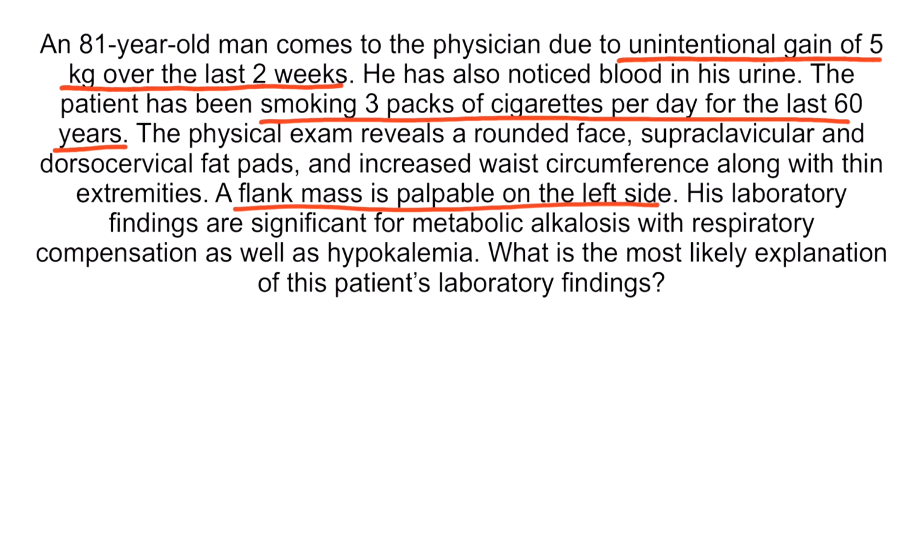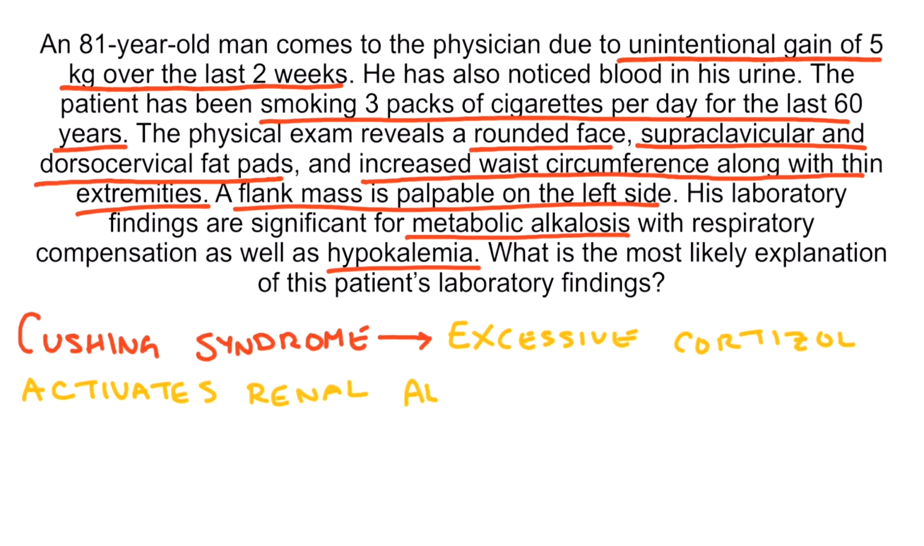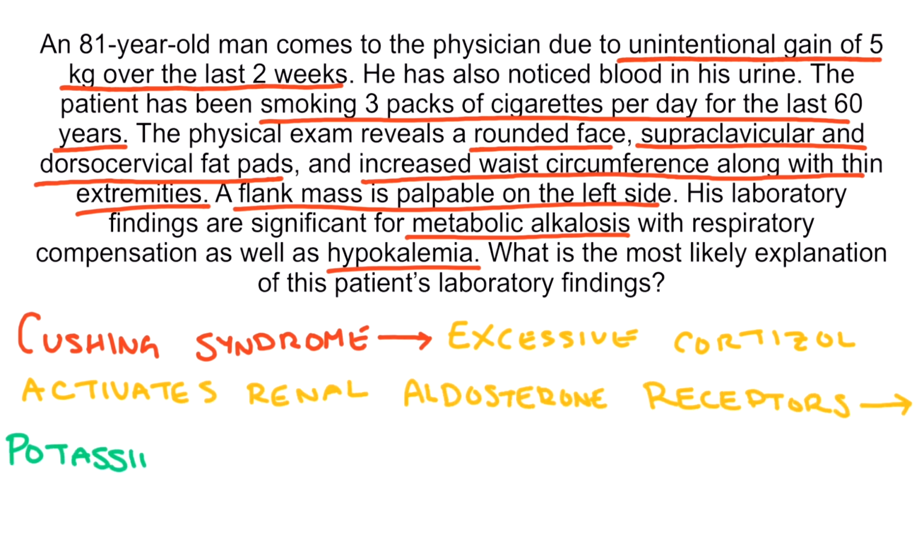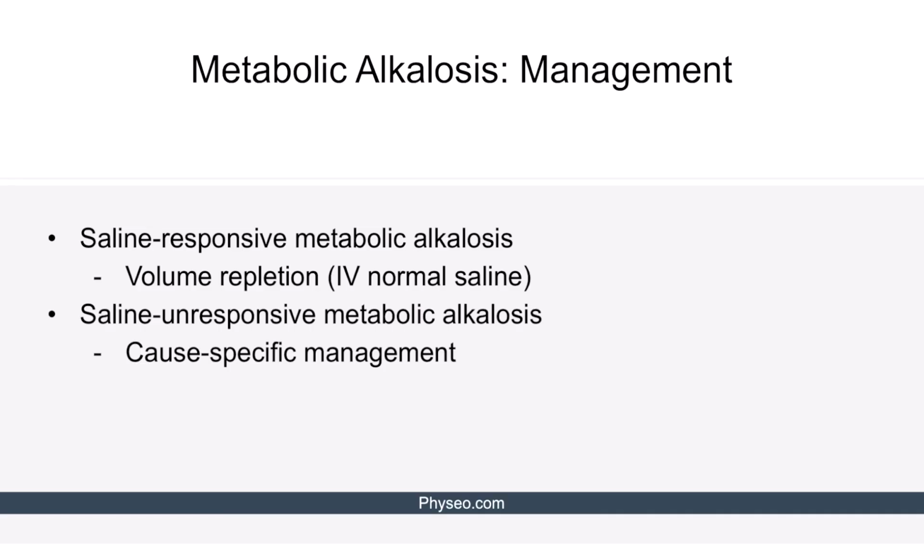This patient has a rounded face, also known as moon face, supraclavicular fat pads, and dorsocervical fat pads, that is, buffalo hump. He also has increased waist circumference along with thin extremities. All these findings are consistent with Cushing syndrome. His lab findings are significant for metabolic alkalosis and hypokalemia. Cushing syndrome can cause hypokalemic metabolic alkalosis because excessive cortisol activates the renin-aldosterone receptors and stimulates potassium and hydrogen secretion along with bicarbonate production. Let's talk about the management of metabolic alkalosis.